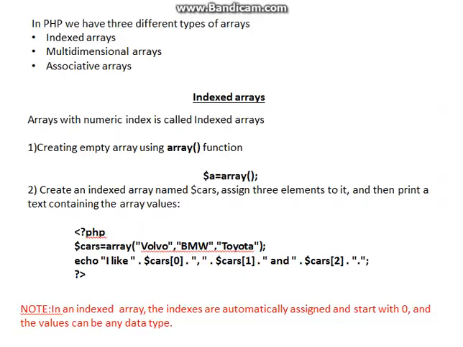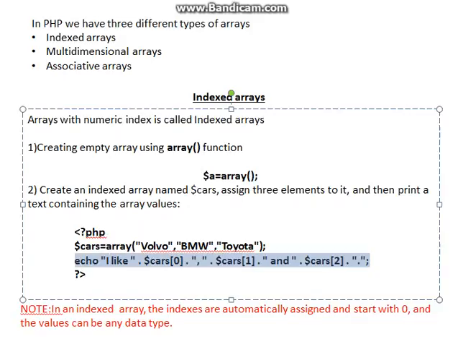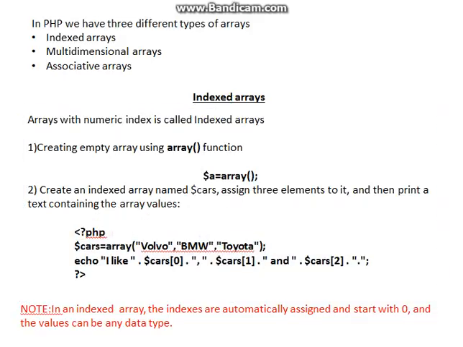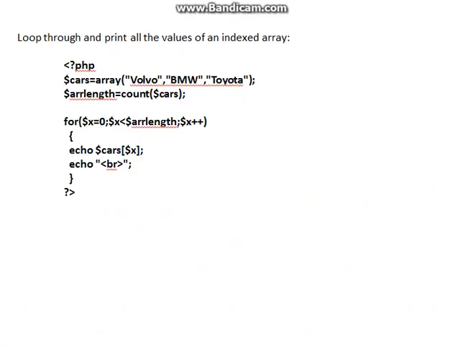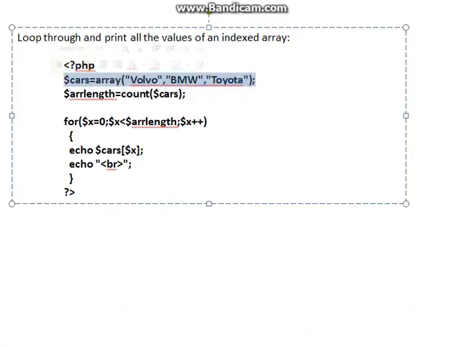So in this program we will have an output like "I like Volvo, BMW and Toyota", because we are referring to each individual value of an indexed array using the index values 0, 1, 2. There is another way of accessing values in an indexed array. For example, we can use a for loop or while loop to iterate over the list of elements present in an array. We are taking an array called cars with the same elements you have seen before.